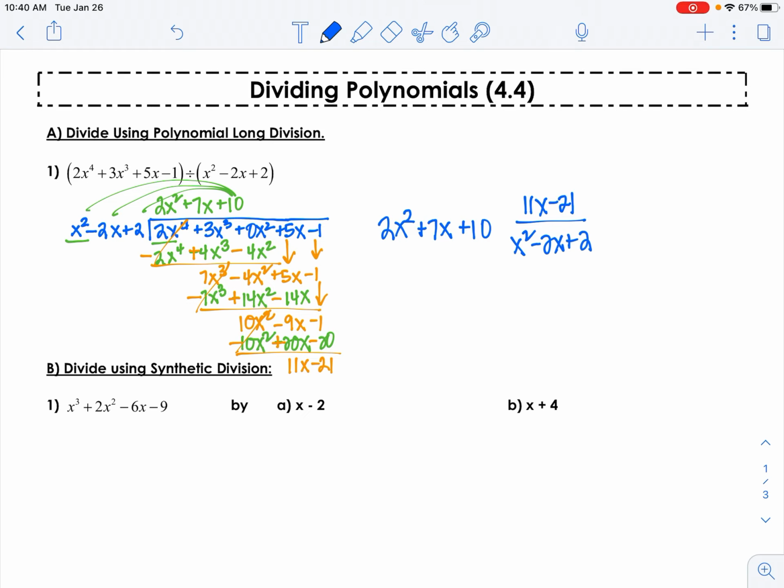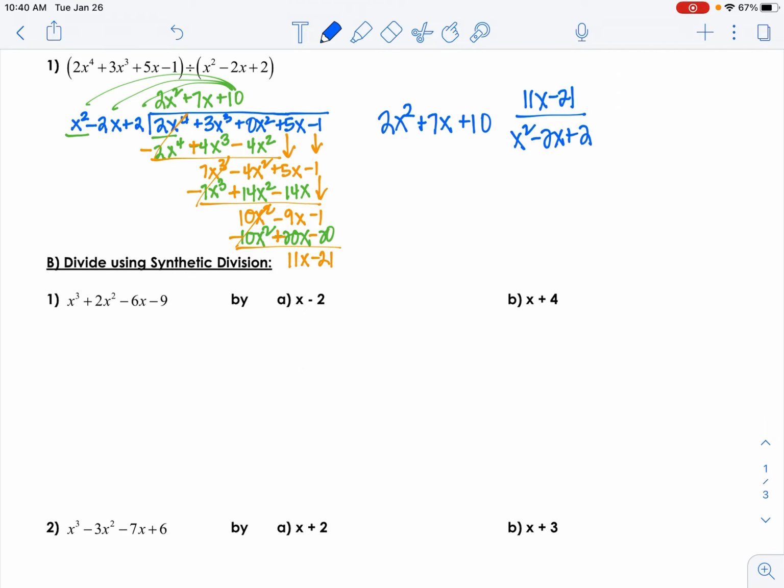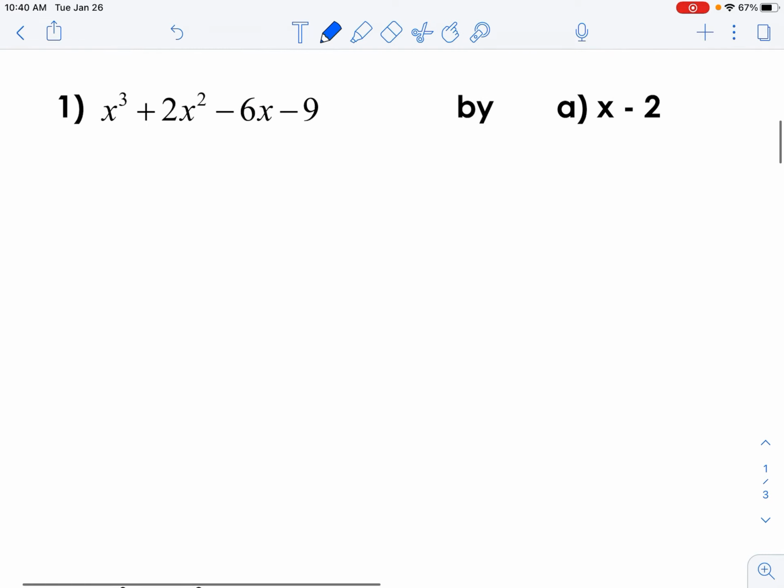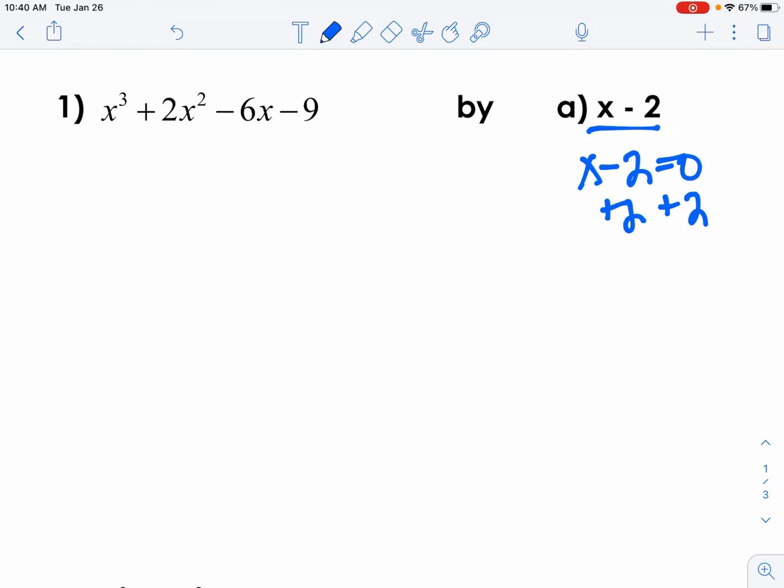Fortunately for us, we don't have to do much long division. Instead, there's a shortcut way called synthetic division that we're going to use. And this is sort of why we learned synthetic substitution, is because we need to be able to use synthetic division in order to divide. So if we look at this, we're going to be dividing x cubed plus 2x squared minus 6x minus 9 by x minus 2. Okay, what we're going to do is we're going to solve for x minus 2. So we add 2 over and we say, okay, that means x equals 2.